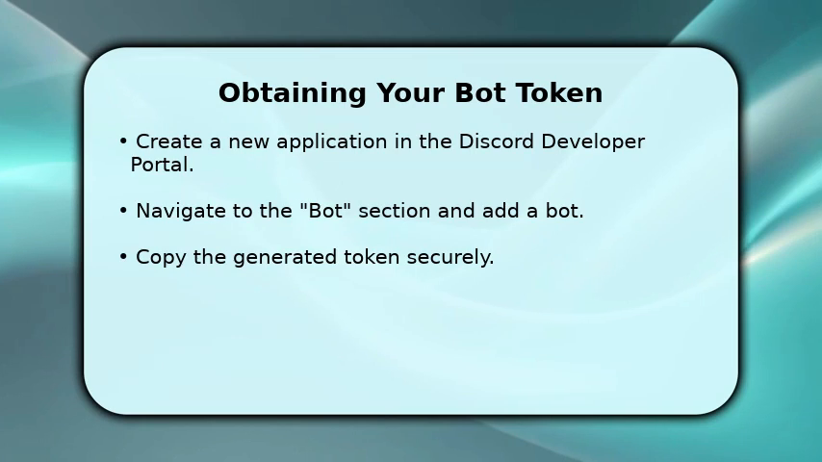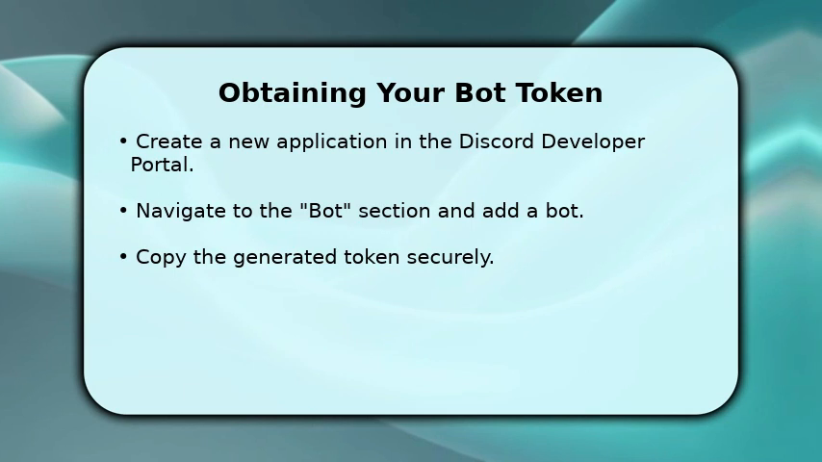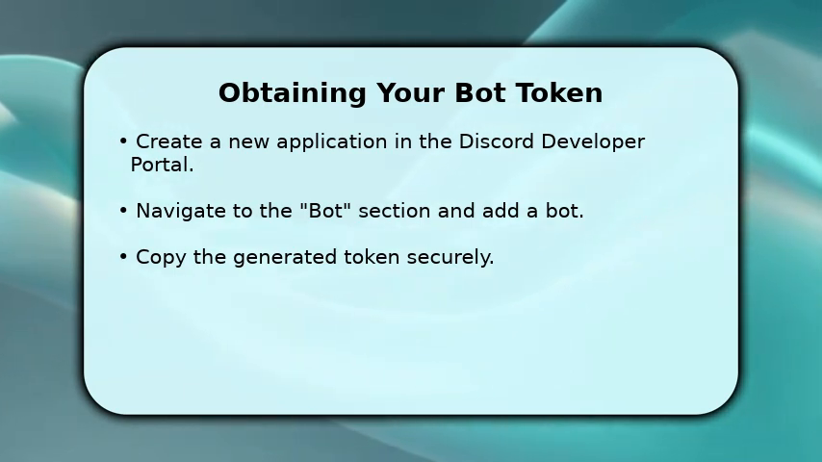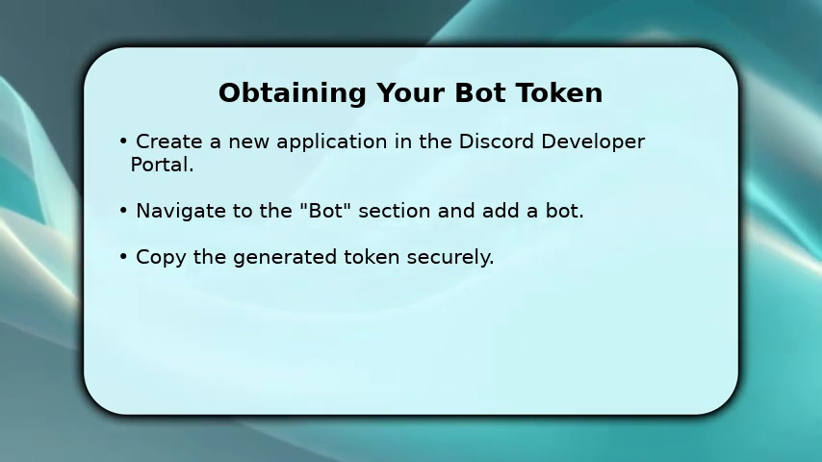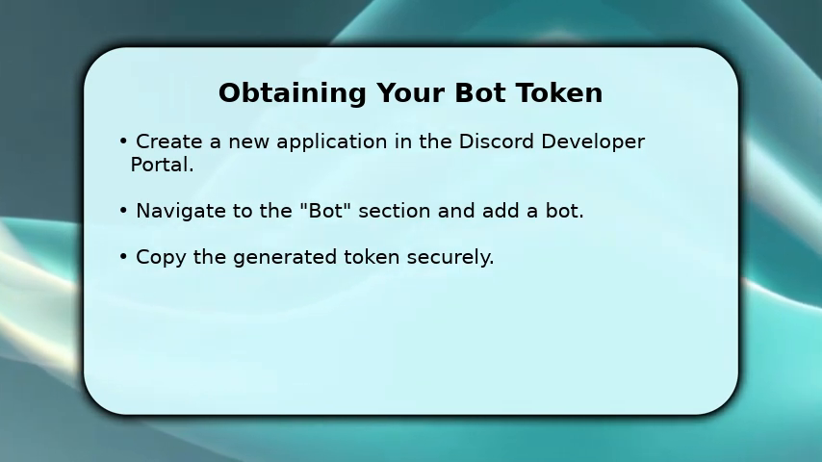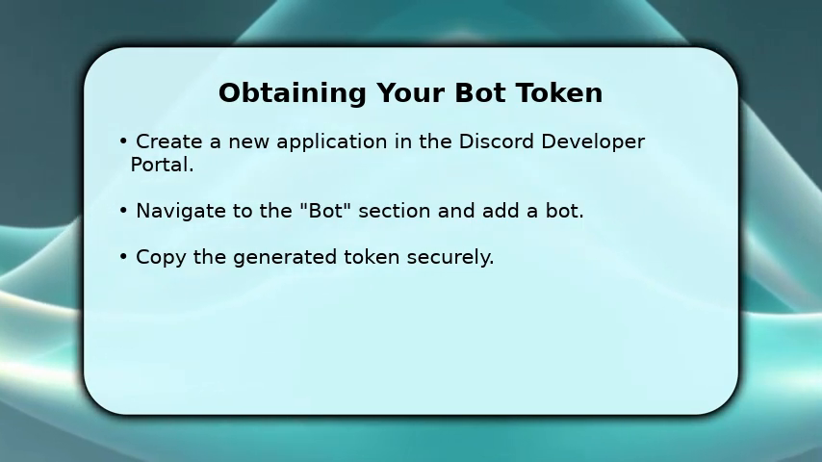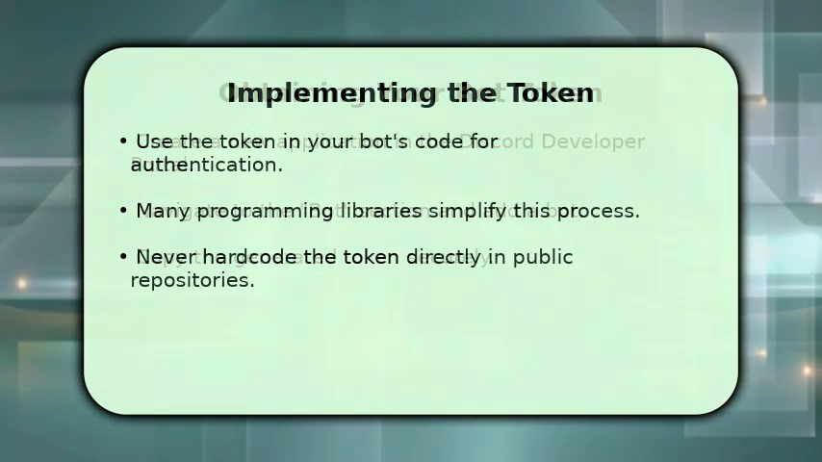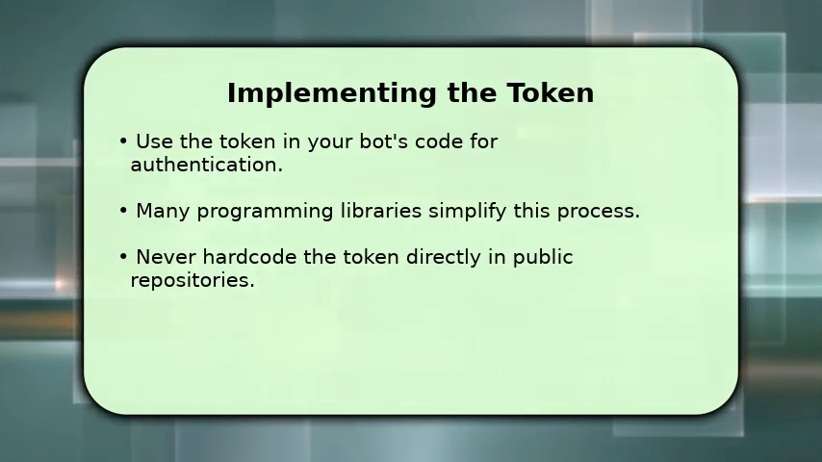To get started, you'll need to visit the Discord developer portal. Here, you can create a new application and then add a bot to it. Once your bot is created, a unique token will be generated. It's crucial to copy this token and keep it absolutely private, as it's the key to your bot's identity and permissions. With your bot token in hand, you can now integrate it into your bot's code.